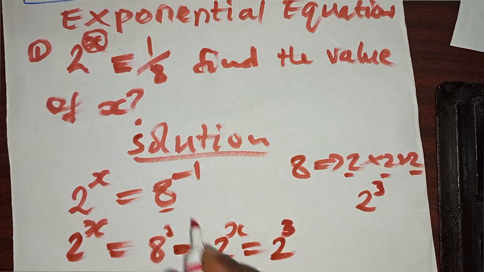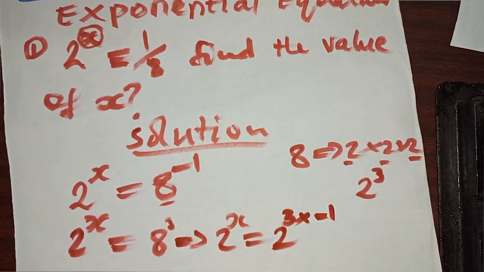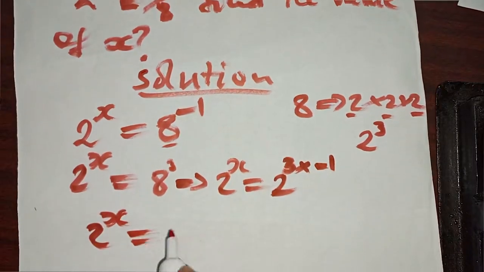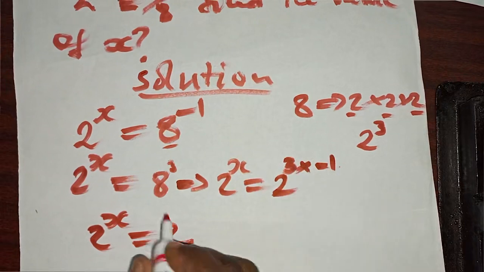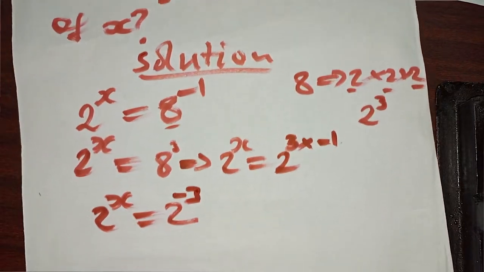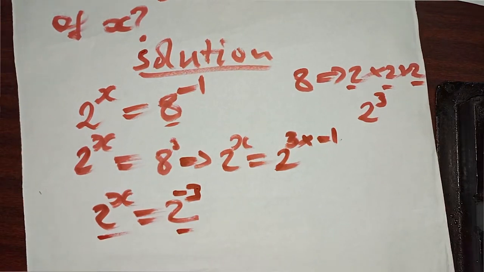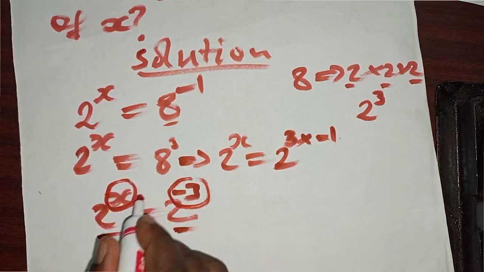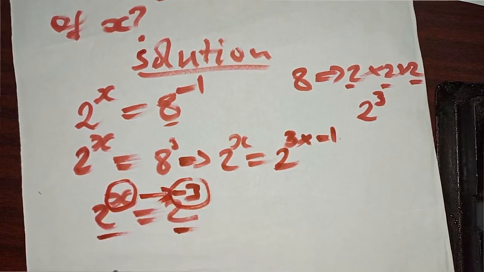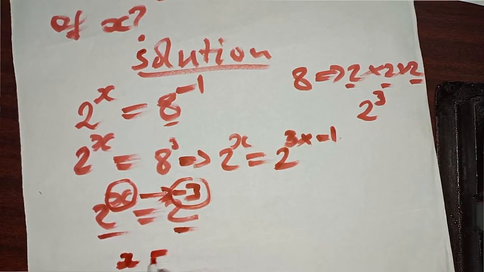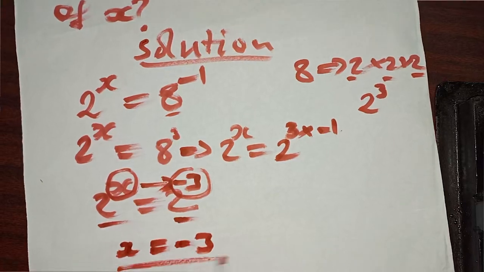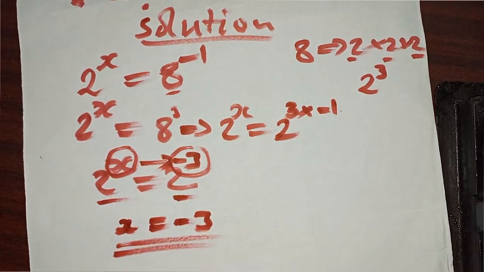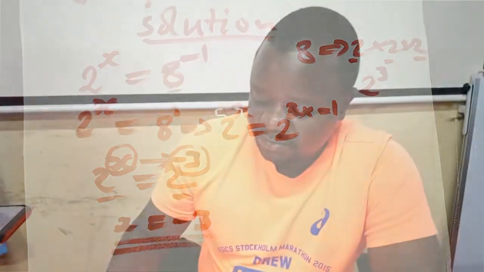So we can write 2 to the power x equals 2 to the power 3, but now we have a minus there, so we multiply by -1. Now the equation is 2 to the power x equals 2 to the power 3 times -1, which is -3. Since the bases are the same, we have 2 here and 2 there, it implies that the powers are also the same. So you just equate the powers. Therefore x equals -3. So in this case we have solved the exponential equation.